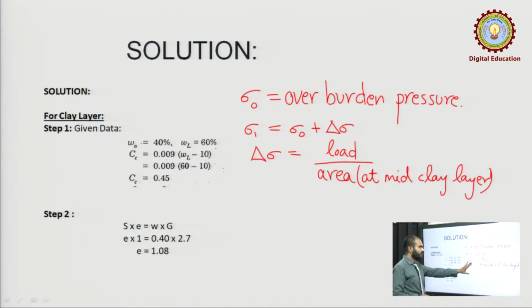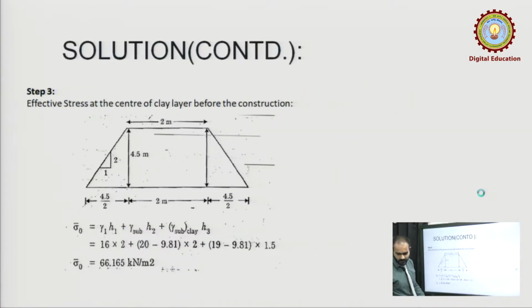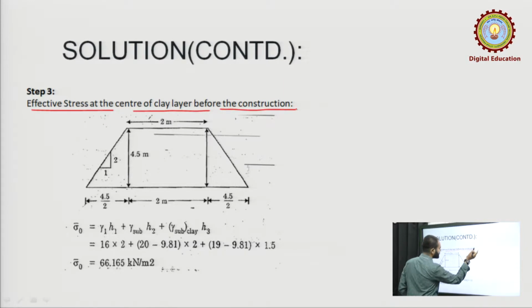Now, we will see how we calculate these two. For effective stress at the center of the clay before the construction. What does this mean, before the construction? That is sigma naught. Okay. Means only the overburden pressure we are calculating. Okay. Do not refer to this figure now, it will be used later on. Just see.